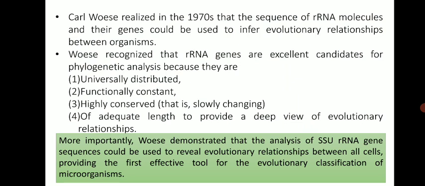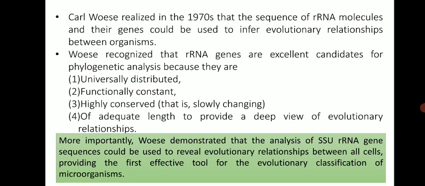The genes that code for ribosomal RNA are conserved through the course of evolution, and they are specific for specific bacterial communities or specific microbes. We recognize that ribosomal RNA genes are excellent candidates for phylogenetic analysis because they are universally distributed. They are present in every microorganism, especially every bacterium. Then they are functionally constant, and they are highly conserved.